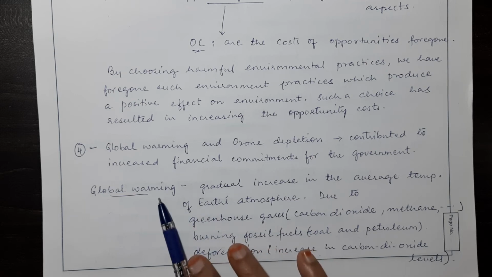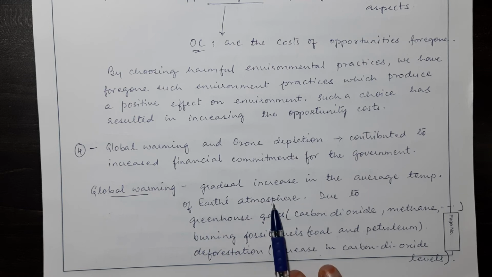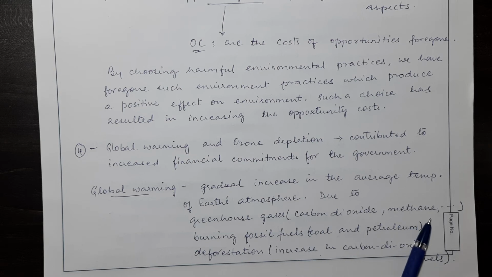So global warming is nothing but a gradual increase in the average temperature of Earth's atmosphere, due to greenhouse gases. What are these greenhouse gases? Carbon dioxide, methane, etc. Now in the examination, generally a 1-mark question is asked on the greenhouse gases, which are carbon dioxide and methane. Then burning fossil fuels. What are these fossil fuels? Coal and petroleum are fossil fuels. Then deforestation, which results in an increase in the carbon dioxide levels.